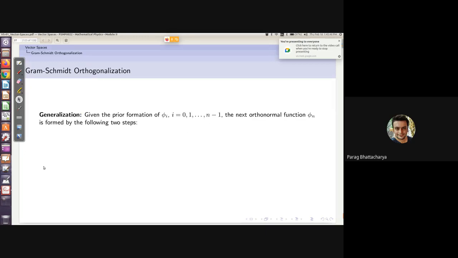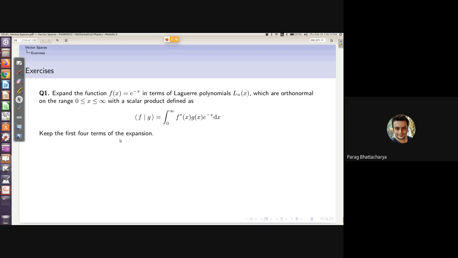So in general, given the prior information of this phi n, the next orthonormal function is formed by the following two steps. That is, removing the parallel projections. This is the summation of all the parallel projections that you have got so far. So you can sequentially keep on constructing your orthonormal basis. All right, so that's your Gram-Schmidt orthogonalization. This is a problem which is a little bit involved. It will take a little bit of time, so I'll do this problem at a later time.